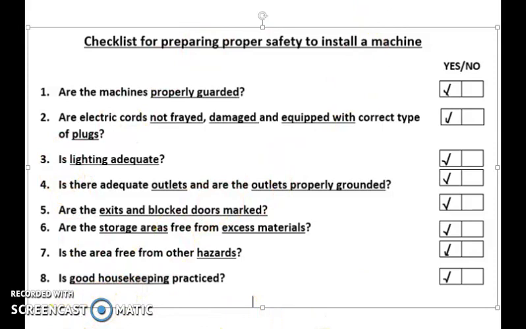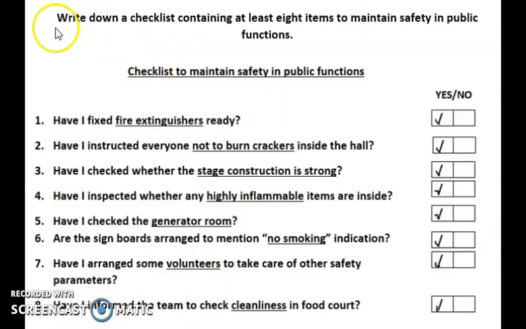Let's go for another example. It is good to practice with more examples. This is the third example. Let's have a look at it. Write down a checklist containing at least 8 items to maintain safety in public functions. So we're going to take a title from here. So checklist to maintain safety in public functions. We can extract the title from the question. So it is easy to take it out. So the title is taken for the format.